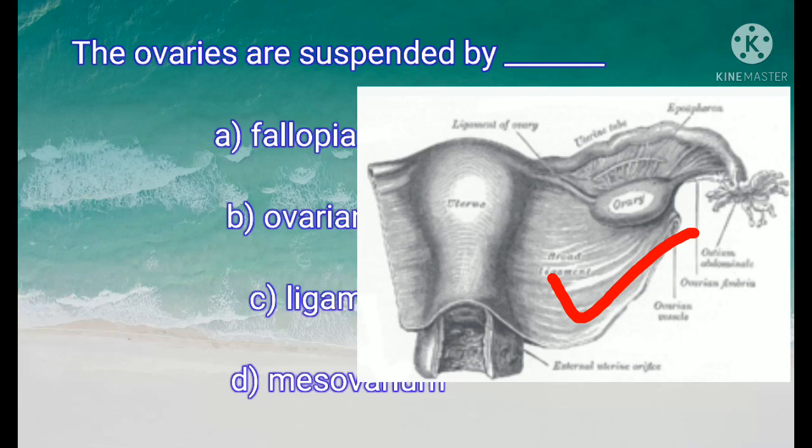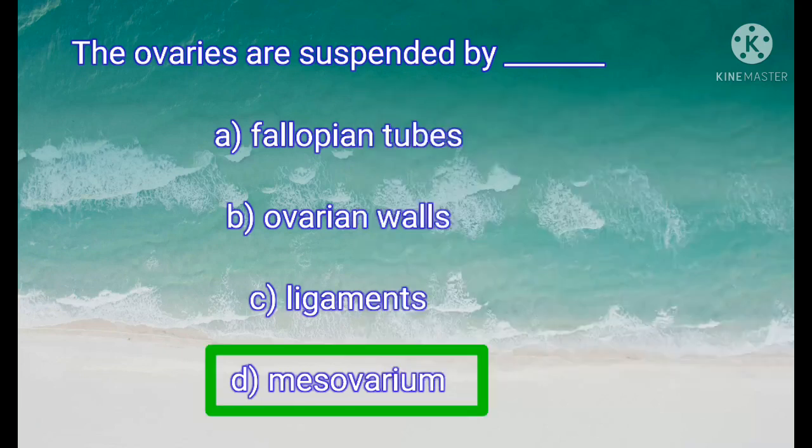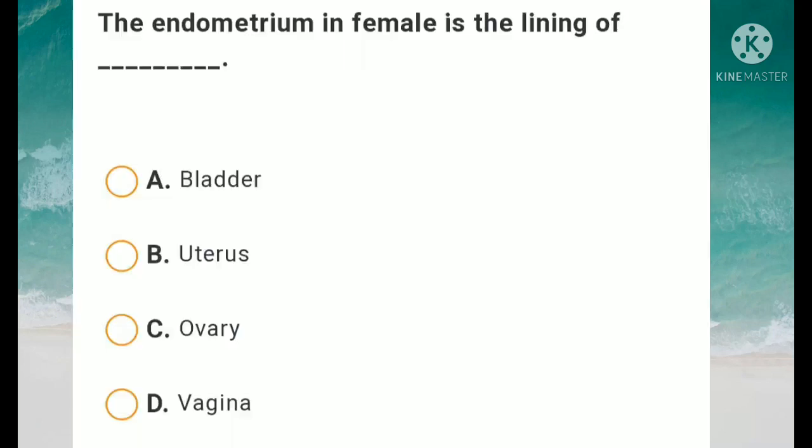these are also ligaments, present in this area, and these are responsible for the suspended nature of this ovary. And here the right answer is option D, that is the mesovarian. This is the right option regarding the suspended nature of the ovary.